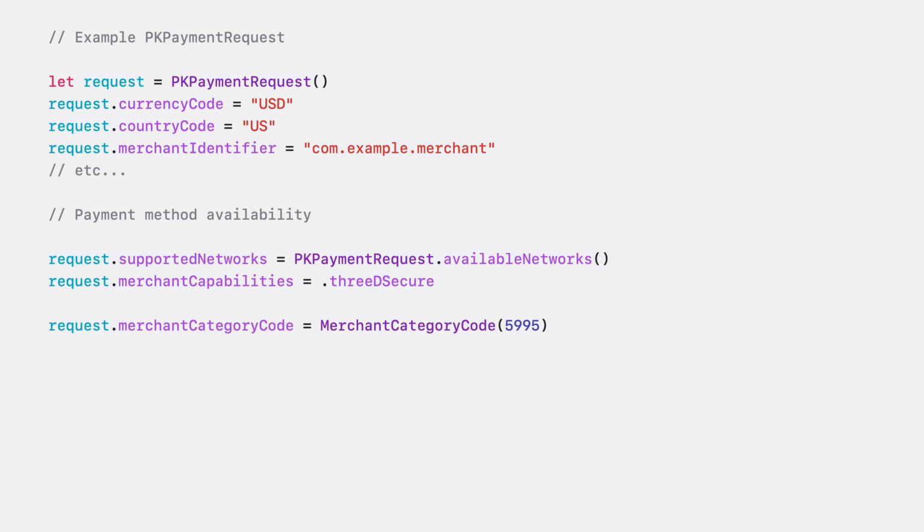For merchant category codes, all you need to do is initialize one with your relevant code for your business and assign it to the merchantCategoryCode property. This one in particular refers to pet shops, pet food, and supplies. Now you're all set. Again, we encourage you to provide a merchant category code whenever you create a payment request, along with supported networks and merchant capabilities whenever it's relevant to enable the best experience for you and your customers. Anyway, let's get back to the button.